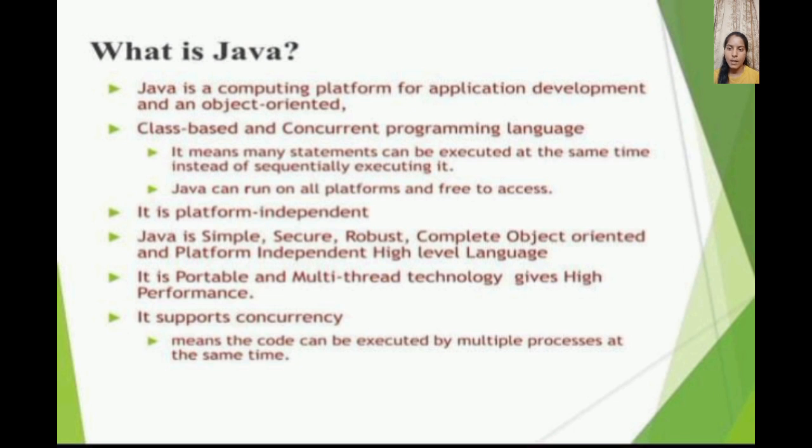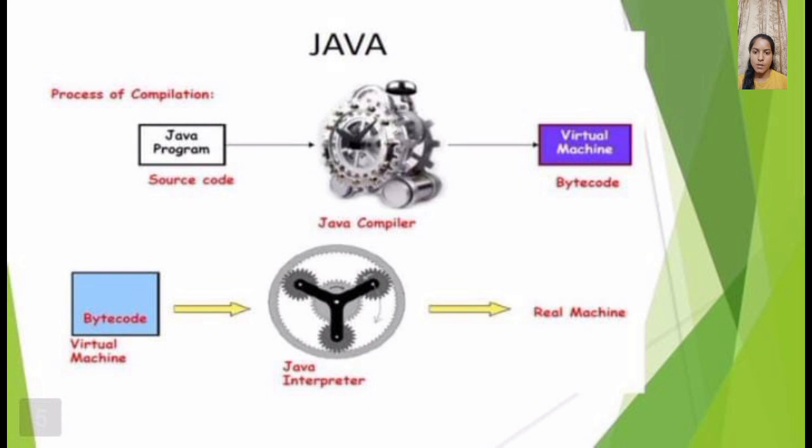It is portable and multi thread technology gives high performance. It supports concurrency, which means the code can be executed by multiple processors at the same time. This image indicates the process of compilation of a Java program. First the source code, then the Java compiler, then the bytecode, and then the virtual machine, then the Java interpreter to the real machine.